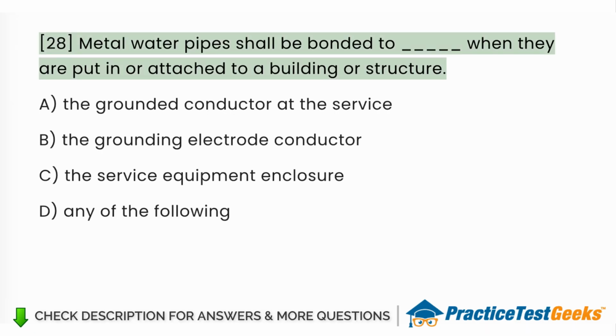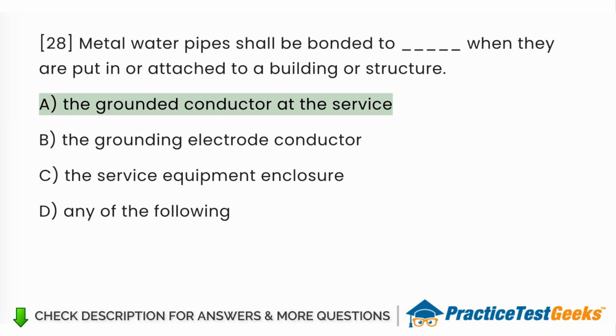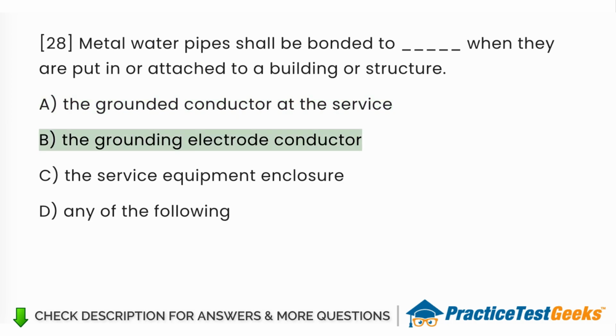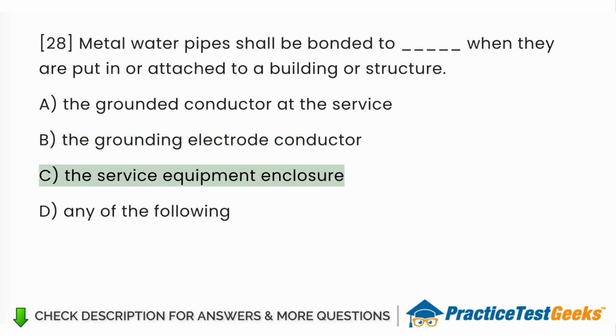Metal water pipes shall be bonded to when they are put in or attached to a building or structure. A. The grounded conductor at the service. B. The grounding electrode conductor. C. The service equipment enclosure.